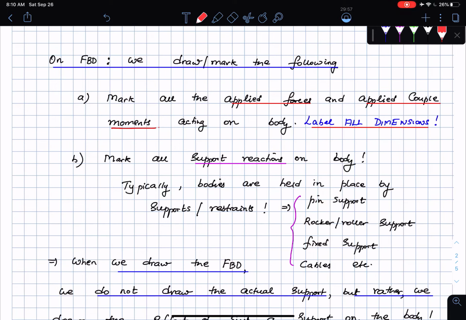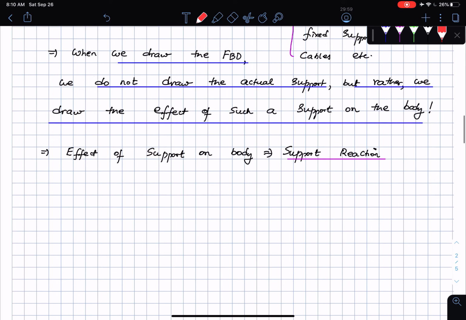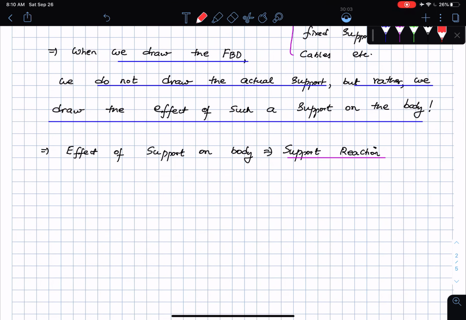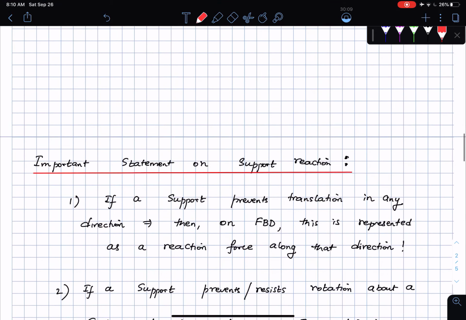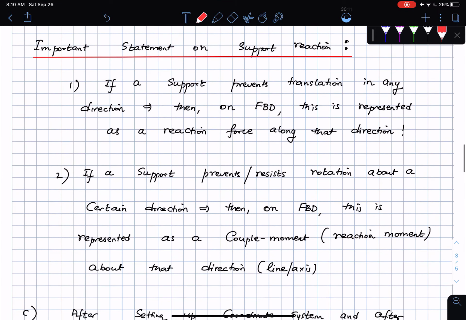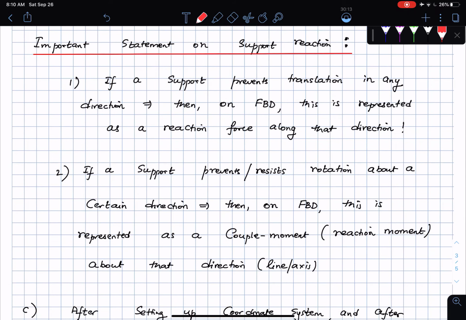There are different types of supports. We're going to see some problems on these. The basic idea of a support is that it's a restraint on the body, but instead of drawing the actual support, you draw the effect of the support on the body when you're looking at the free body diagram. And two statements on the support. If a support prevents translation, then you mark a reaction force along that direction. If a support prevents or resists rotation, you mark a reaction moment about that particular direction.